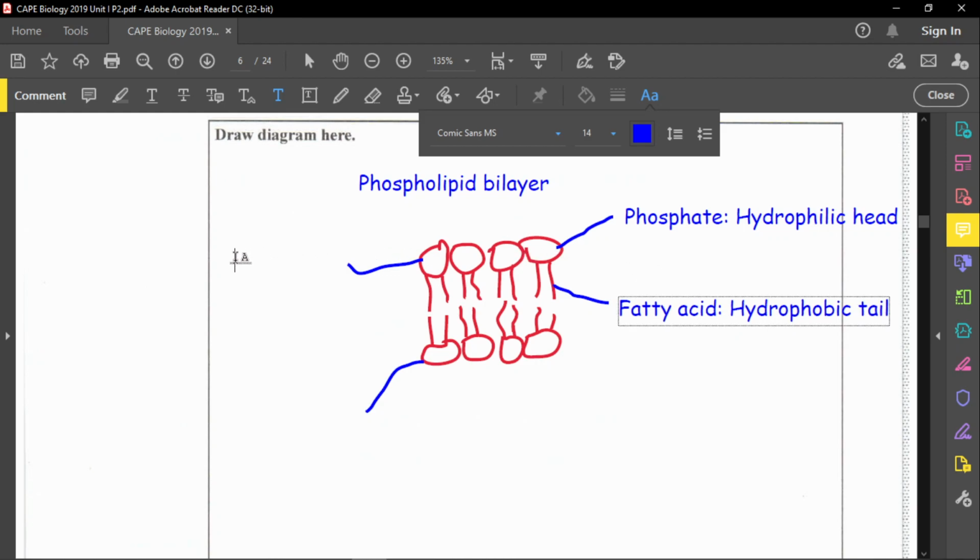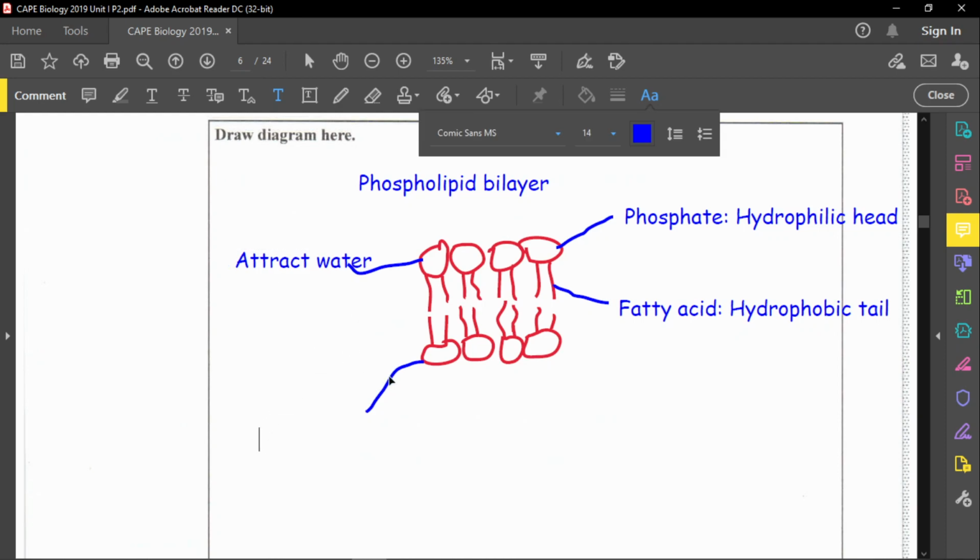And so the head part of it, since it's hydrophilic, it attracts water. Just to make a note of that. So attract water. All right, great. And then this part here now, which is the tail.